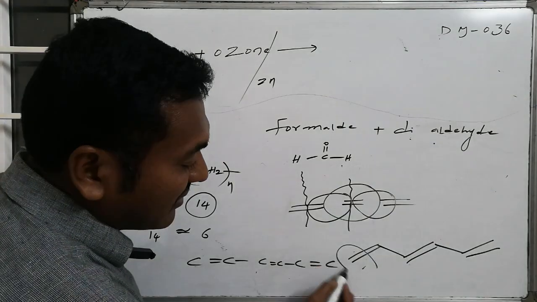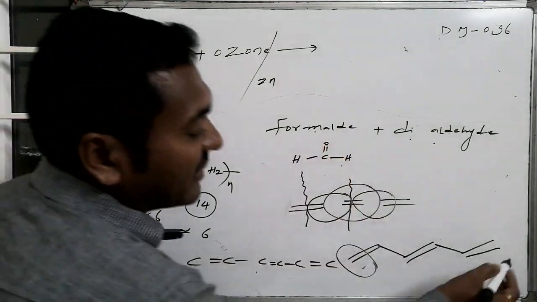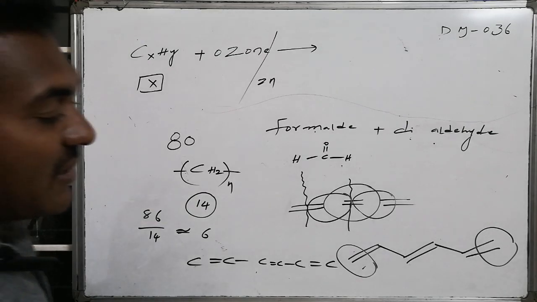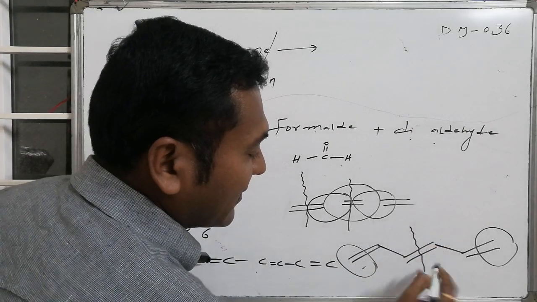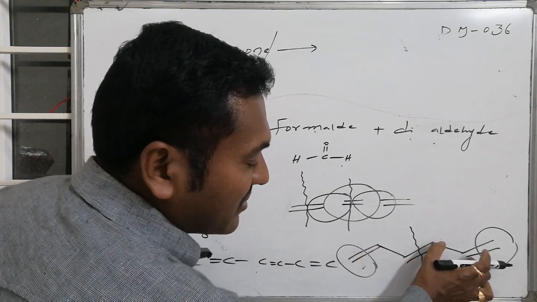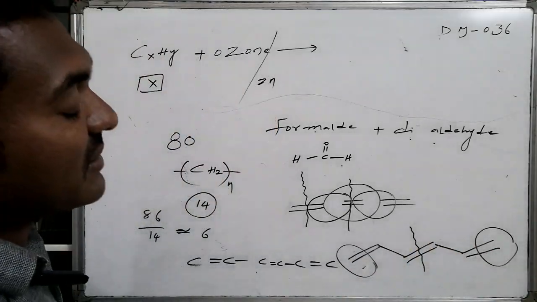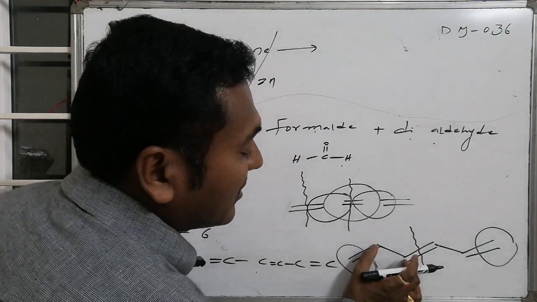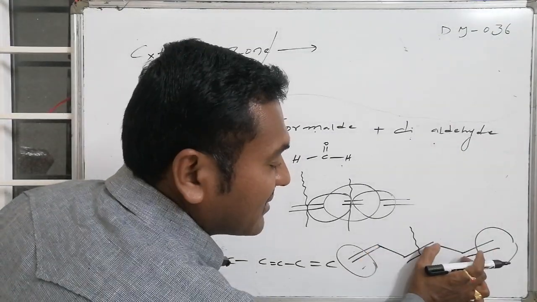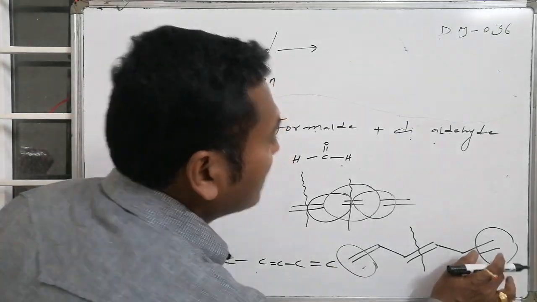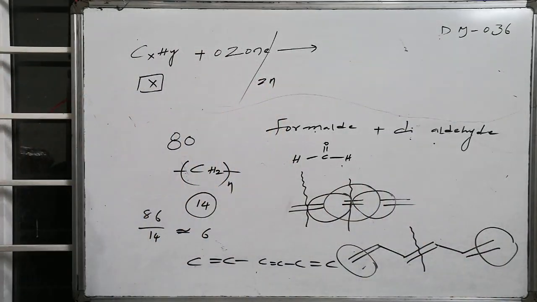This particular cleavage leads to the formation of formaldehyde. This cleavage also leads to the formation of formaldehyde, whereas this particular one gives dialdehyde. Here also a symmetrical, same dialdehyde formation takes place. This dialdehyde consists of 2 carbons, 2 plus 2, 4, 4 plus 1, 5, plus 1, 6. It matches with the molecular weight of 80.